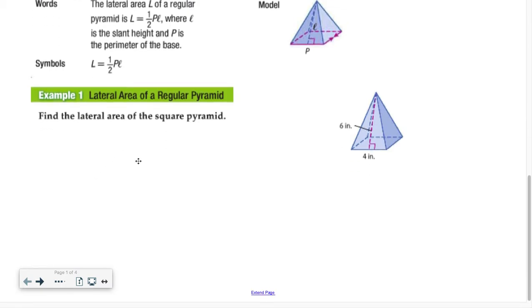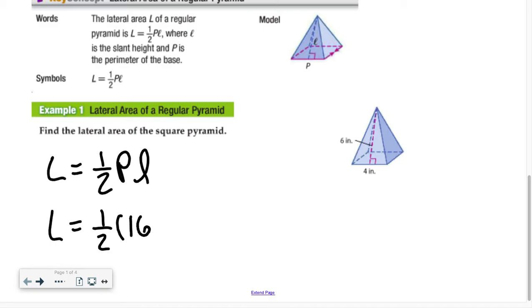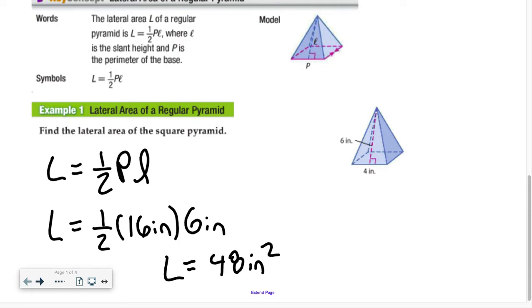So find the lateral area of the square pyramid. So here it looks like one of the base edges is 4 inches, so all of the base edges are 4 inches. So if we're going here to find lateral area, 1/2 P times slant height. 4 sides, all 4 inches long, so the perimeter is 16 inches. The slant height is marked 6 inches. So multiply these together and you get that the lateral area is 48 inches squared. So that's our first example.